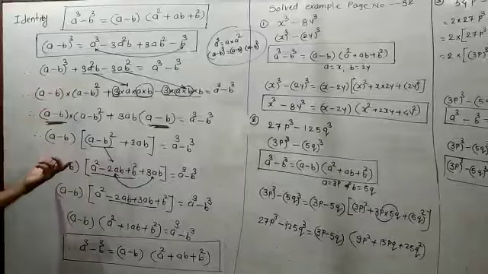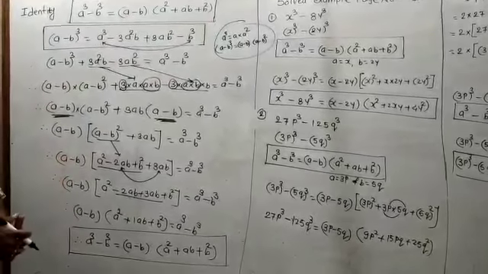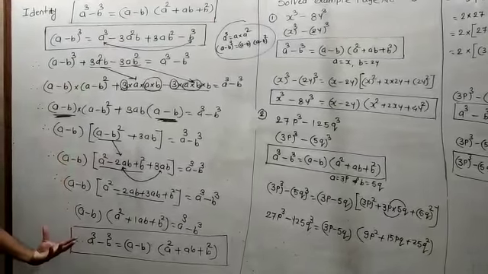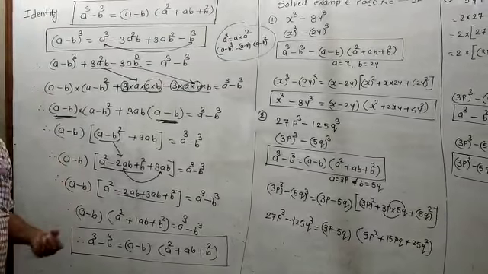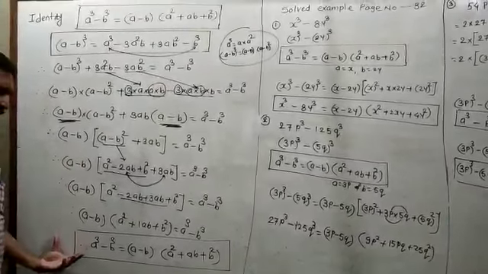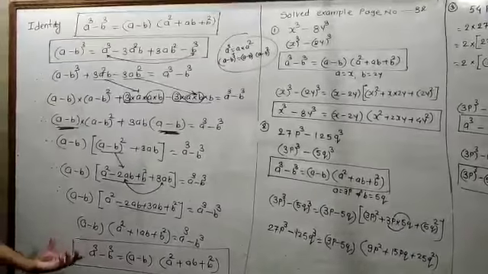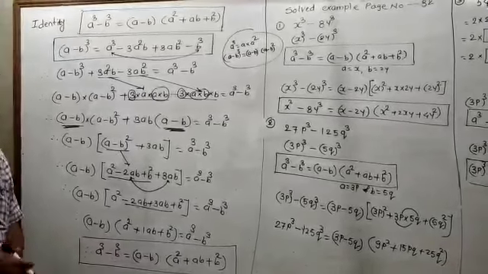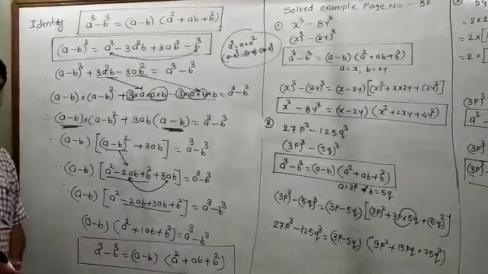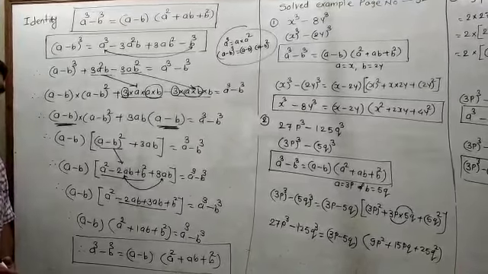Write this identity in your classwork notebook properly. Thank you. And whatever is in the boxes given here, you have to write in the basic book. Everybody understand? So write all these things in the notebook. Thank you.